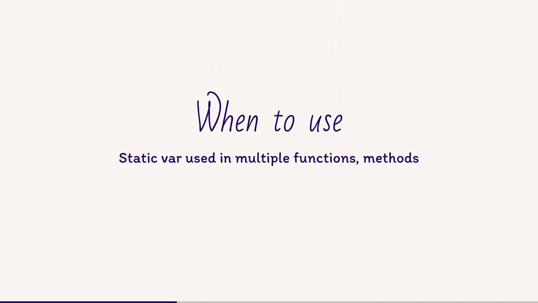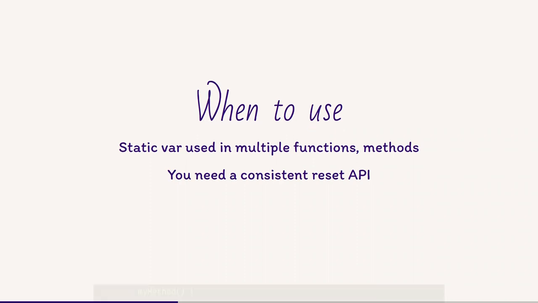So it's part of Drupal core, and it assigns a globally unique name to a static variable. So when do you want to use this? When the static variable is used in multiple functions or methods, and you need a consistent reset API. If you don't need any of these things, you can just use the static variable method I mentioned earlier.